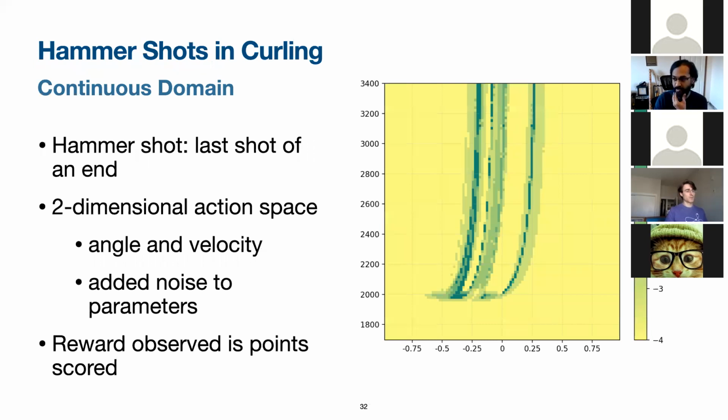The first domain we look at is curling. Curling is a sport played between 2 teams of players on a sheet of ice. Teams take turns shooting rocks from one end of the ice to the other. Each game usually lasts 10 rounds, and the last shot of each round is the hammer shot. We will focus our investigation on the hammer shot.